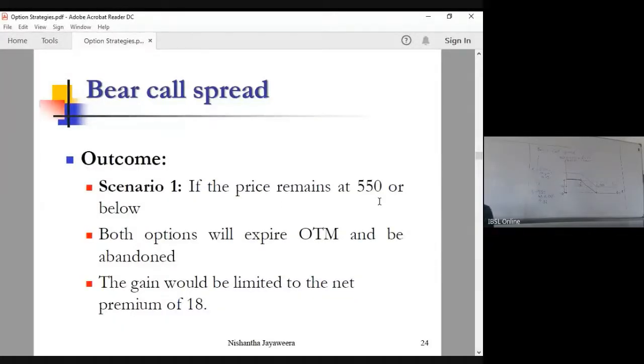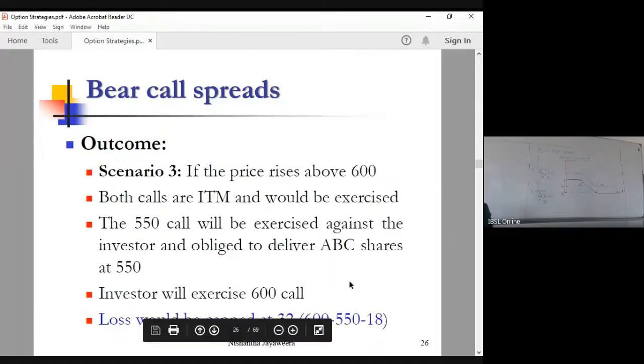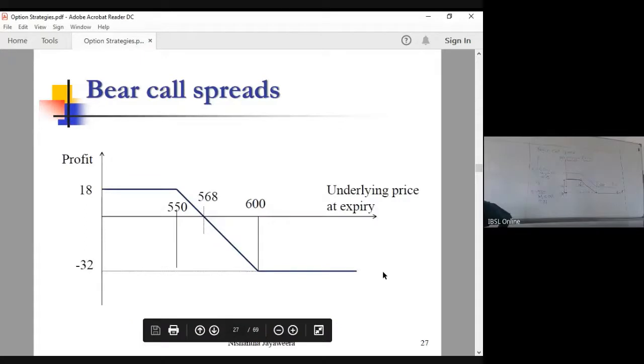So, which is explained here. Scenario 1, if the price remains at 550 or below, both options will expire OTM and be abandoned. The gain would be limited to the net premium. Scenario 2, when the price remains between 550 and 600, the call with the lower strike will be exercised, but the call option with the 600 strike won't be exercised. In the third scenario, if the price is above 600 at the end, both calls will be exercised. So the investor will lose 32. That's the maximum loss. So this would be the profit diagram. You can see 18 and 32.